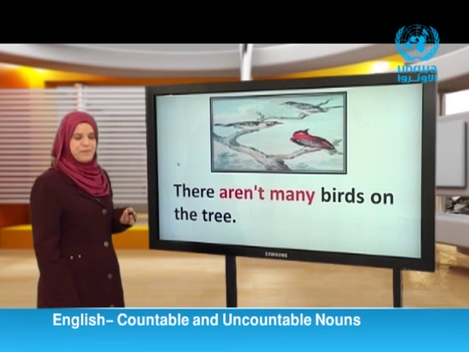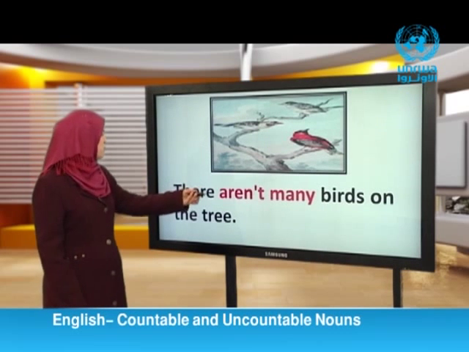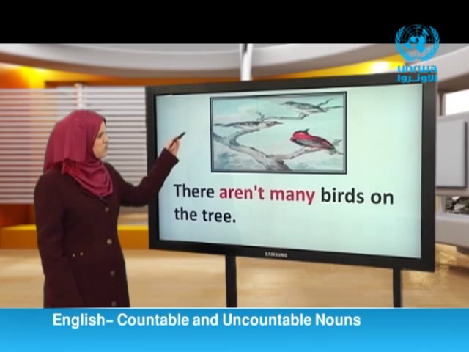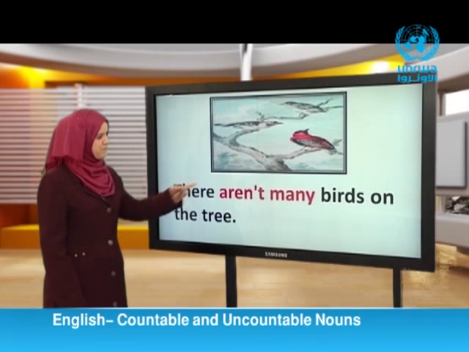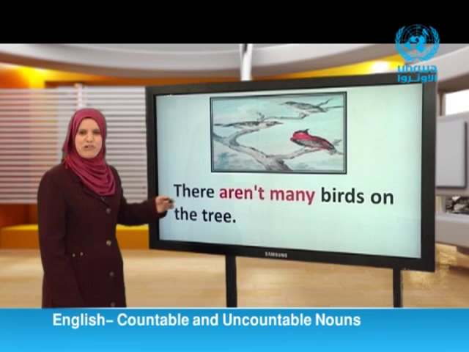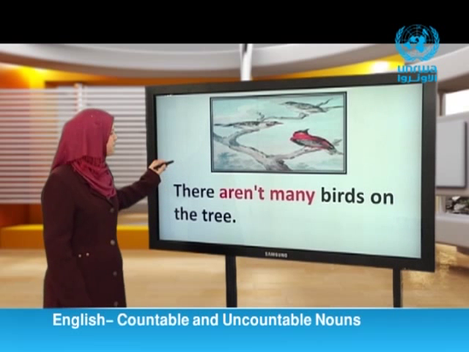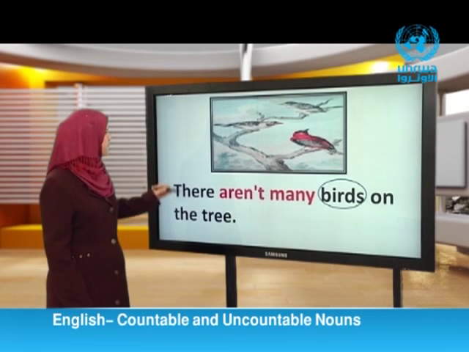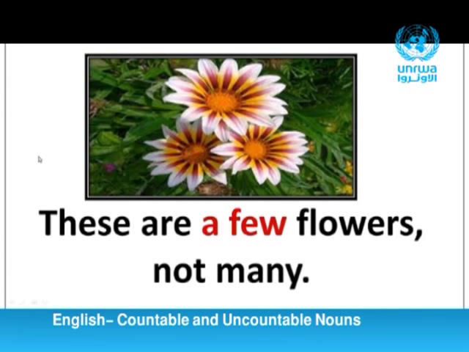Look at this picture. There aren't many birds on the tree, just 3. Birds, the word birds is countable. And look at this picture. These are a few flowers, not many. Flowers, this word is countable. So we use a few with countable nouns.